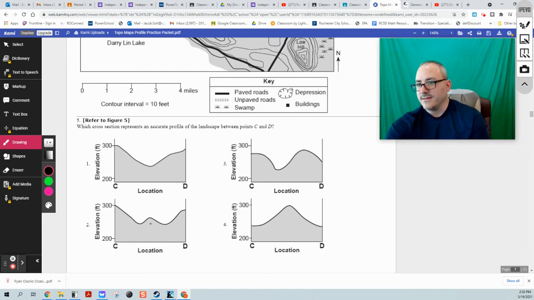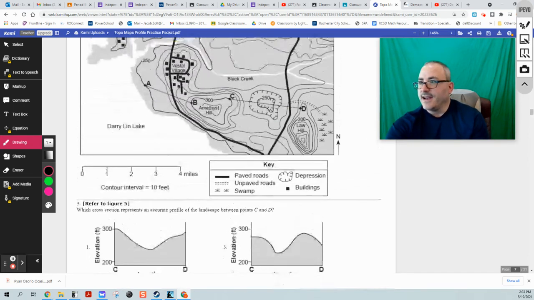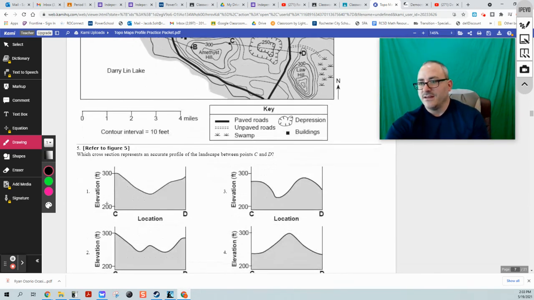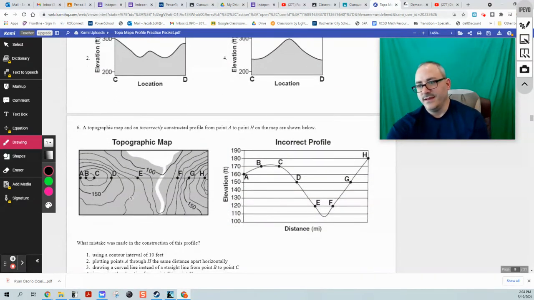Oh, wait. This one comes back up a little bit. Right? We said this one was wrong because the starting points were wrong. This one has the correct starting points, but there's this little hump in the middle, and we don't see a hump in the middle of ours. This is just a depression going down. So this is probably our choice here. Choice 1. Let's see, a topographic map and an incorrectly constructed profile. Okay, from A to H. Got it.